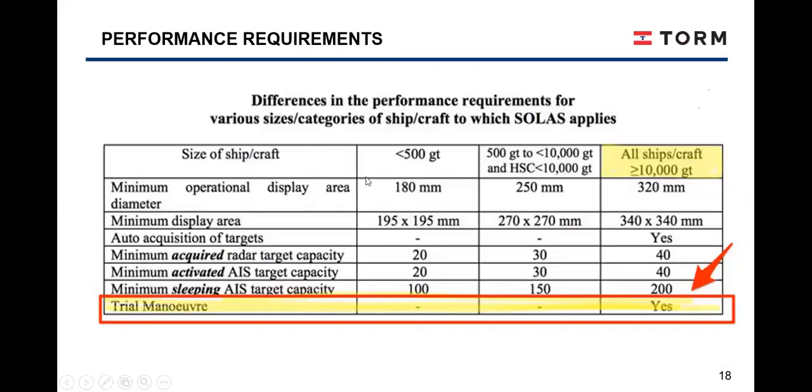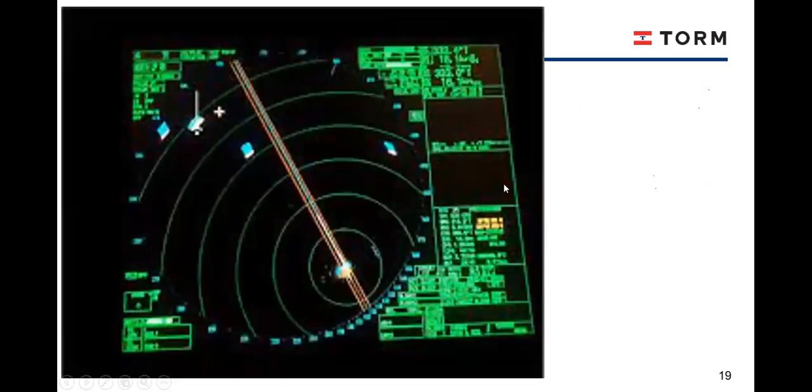And here are the performance requirements. Trial maneuver should be above 10,000 gross tonnage. Okay. And on this slide, you will see a picture, which is not clear because I just copied it online. But I will show you, gentlemen and lady, if there's anyone. This is what you call the vector. This is the returned echo. This is a returned echo. It's colored almost yellow. Okay? This is your own vessel.